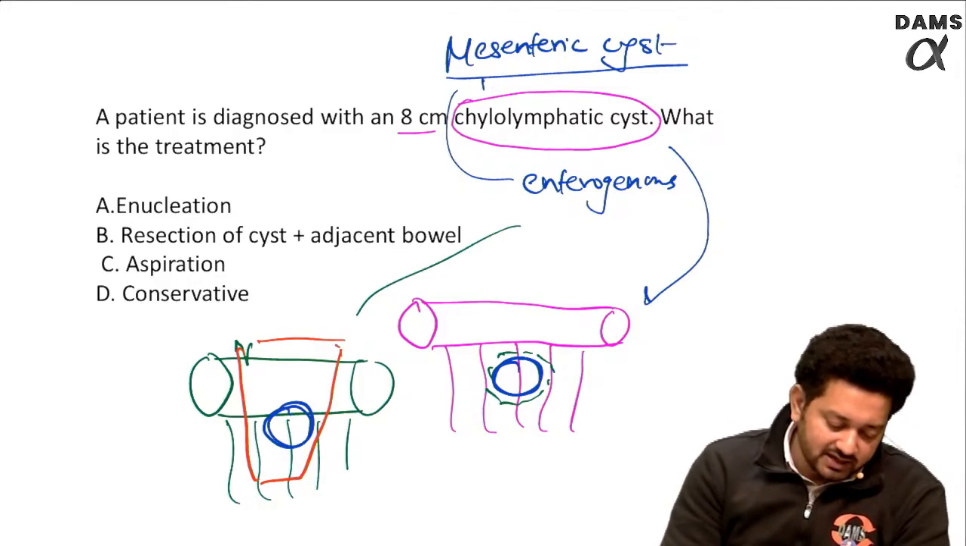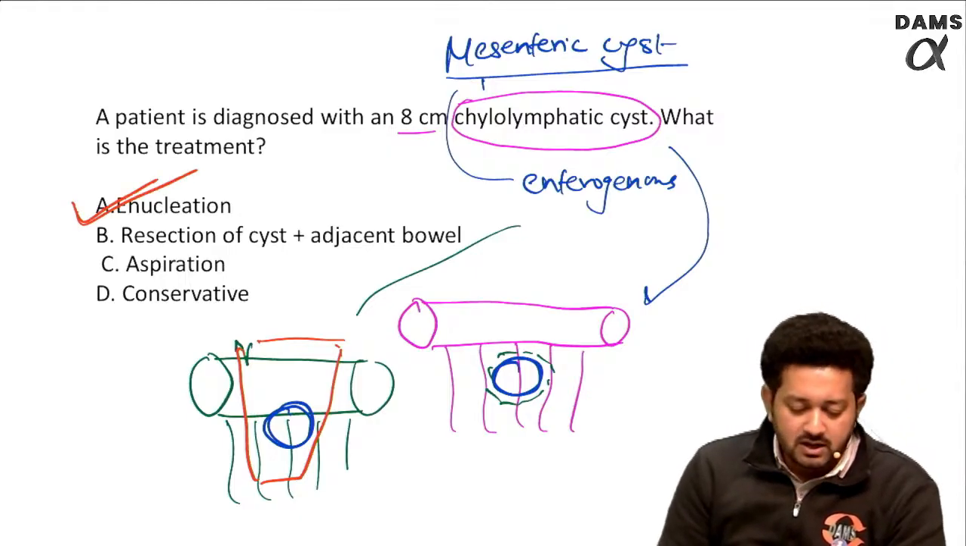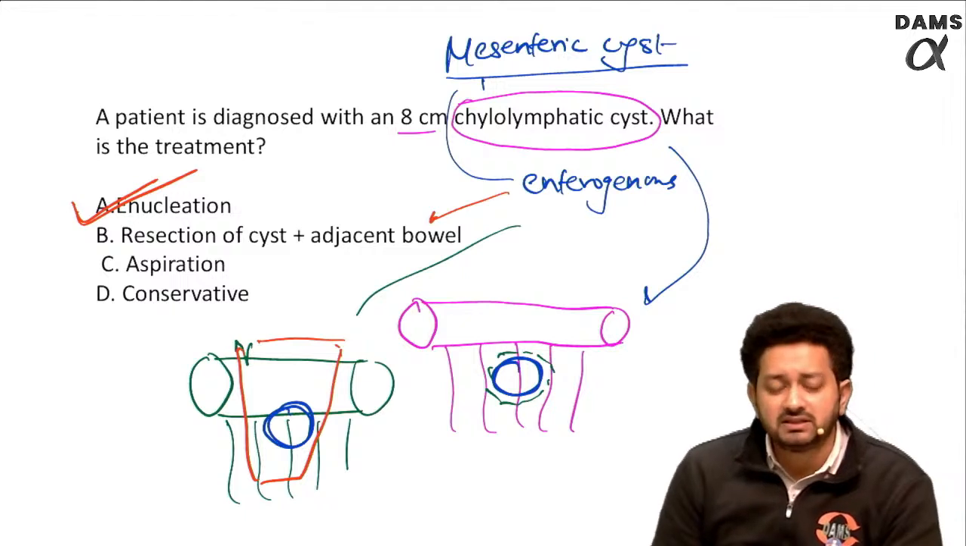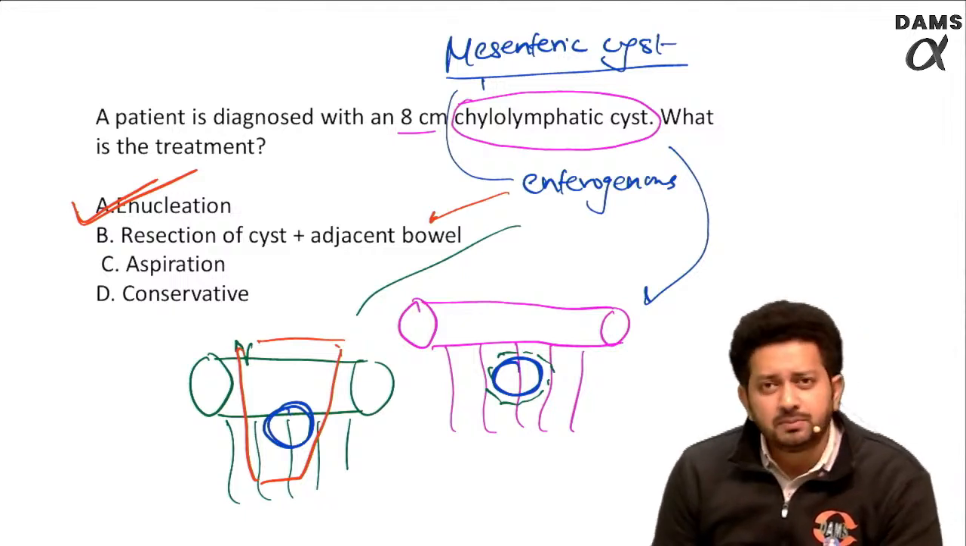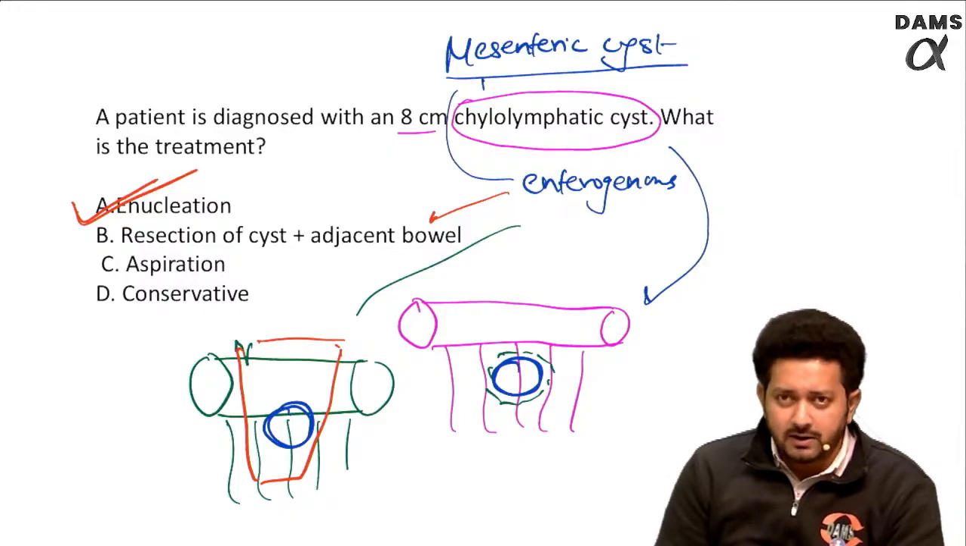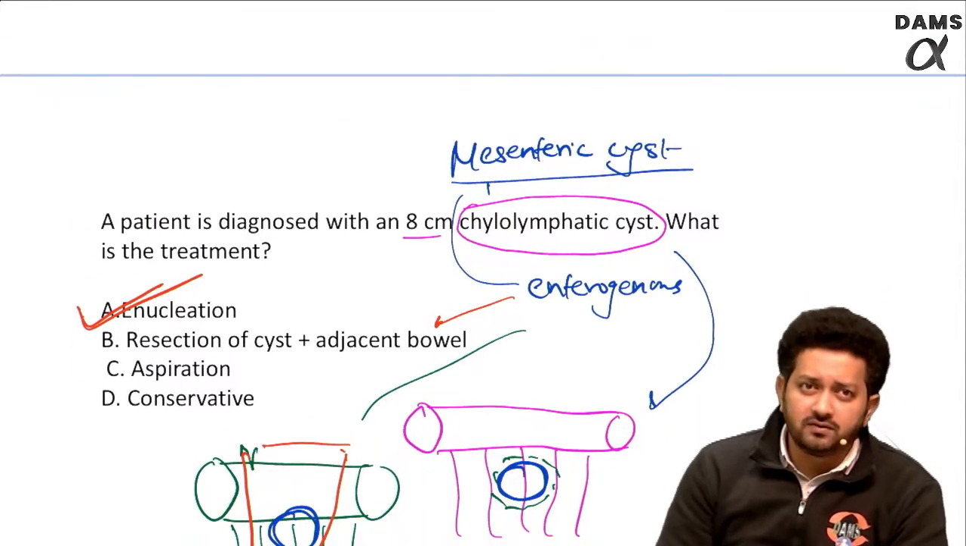Because it is chylolymphatic, just removal of the cyst is good enough, that is enucleation. Suppose it was enterogenous, then this is the treatment: resection of the cyst with the adjacent bowel. Aspiration will definitely cause recurrence. Conservative treatment is not recommended. There is a triad seen in chylolymphatics, I mean all these mesenteric cysts, that is known as Stillok's triad. So simple enucleation is good enough.